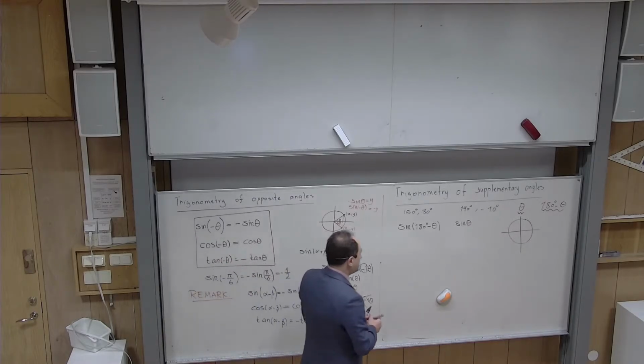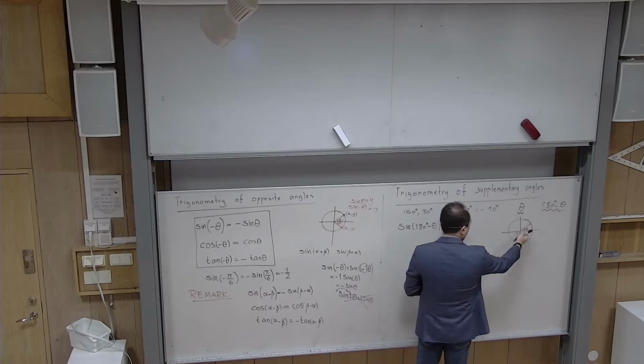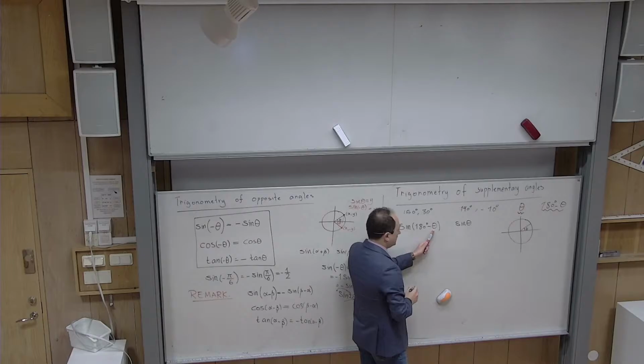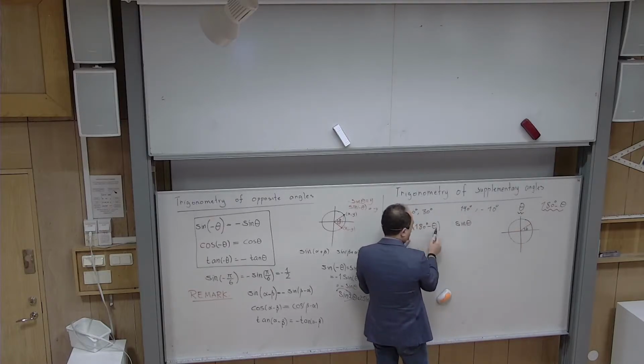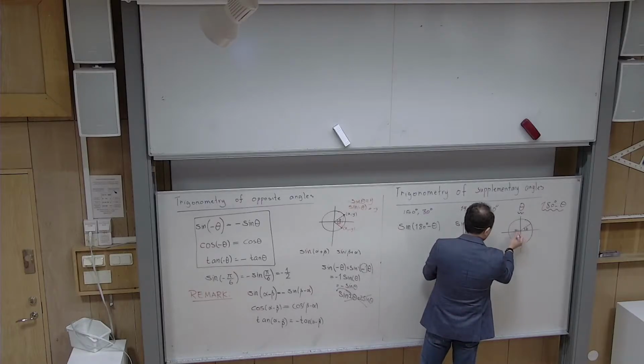For example, if this is my angle theta, of course I have to convince myself it is independent of the location of theta, but let us assume that this is the case. Where is 180 minus theta? If I start from here and go half a circle, it becomes 180, but I have to stop before that. How much before that? Theta degrees before that. So I have to separate theta degrees from here, and this angle becomes 180 minus theta, yes?